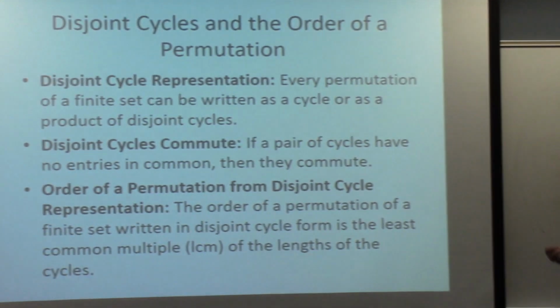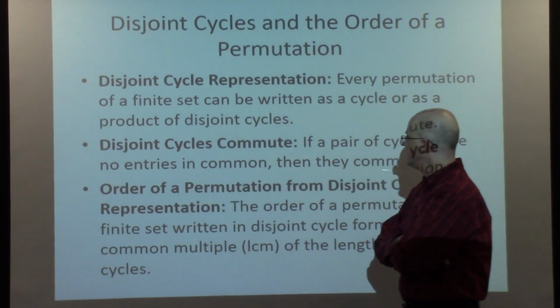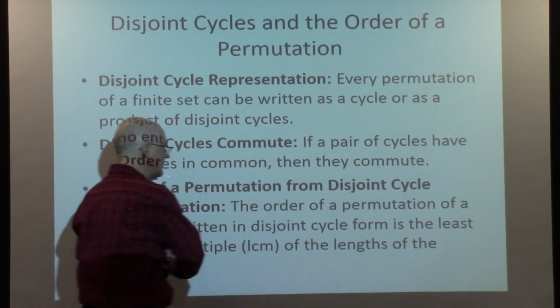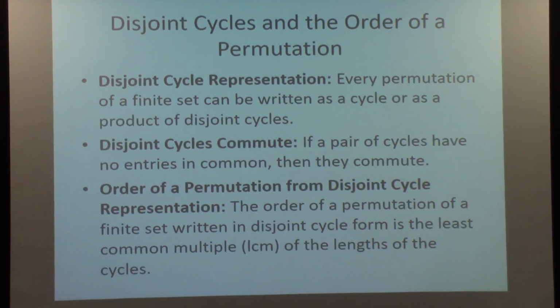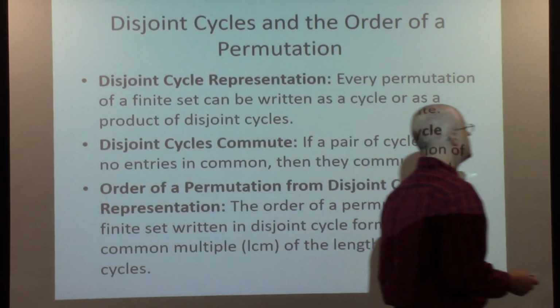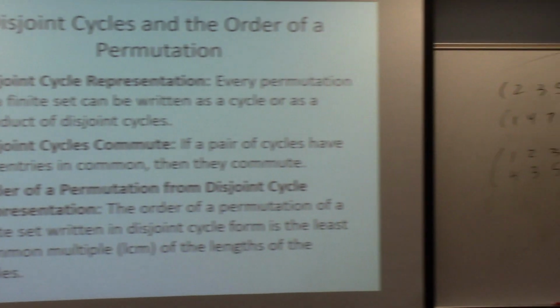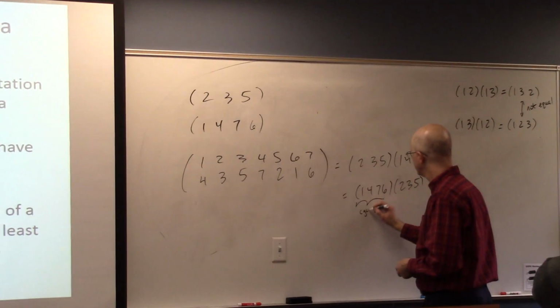There's something called, well, okay, we've talked about the order of a group element. Here we are talking about the order of a permutation from disjoint cycle representation. The order, and I really do mean order as we've talked about it, as being the smallest positive power that brings you back to the identity, of a permutation of a finite set written in disjoint cycle notation is the least common multiple, LCM, of the lengths of the cycles. So this thing right here, this is a cycle of length 4.